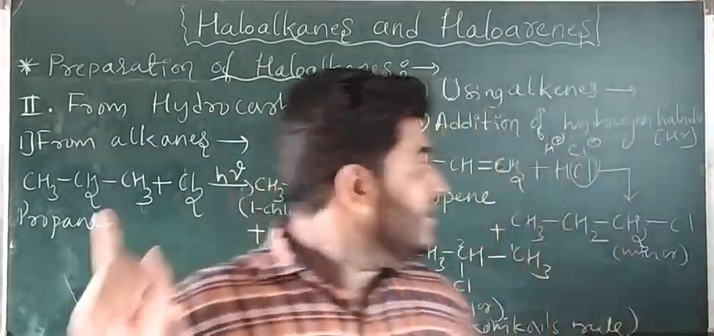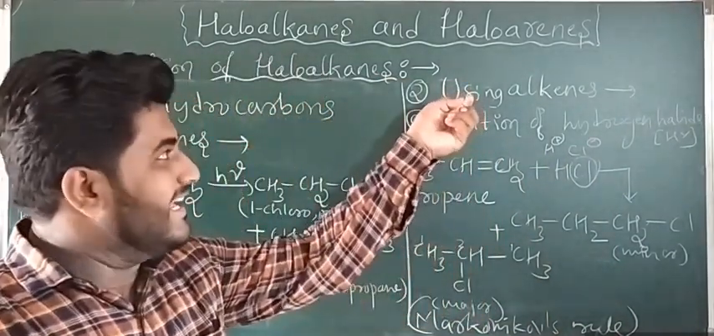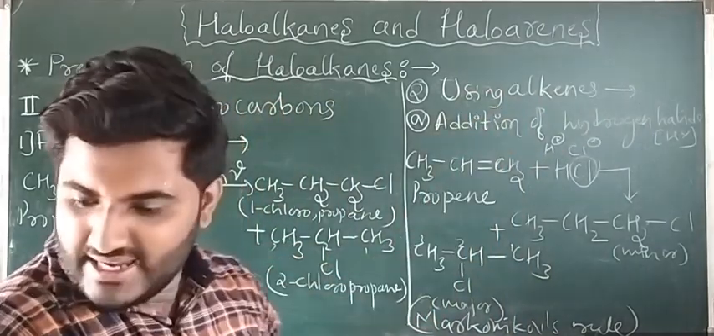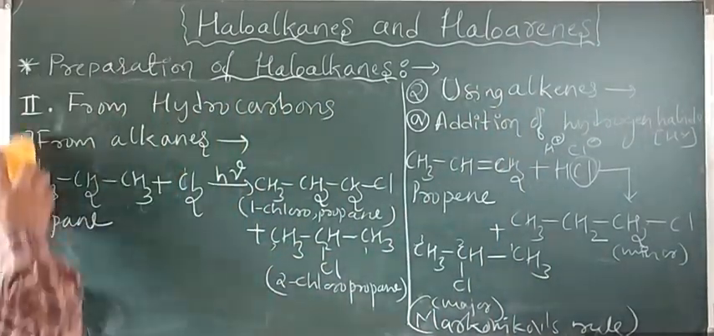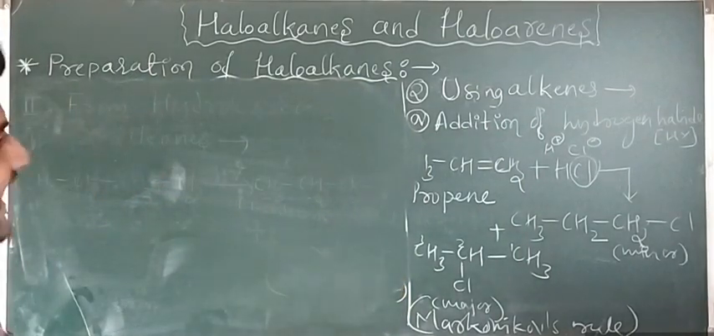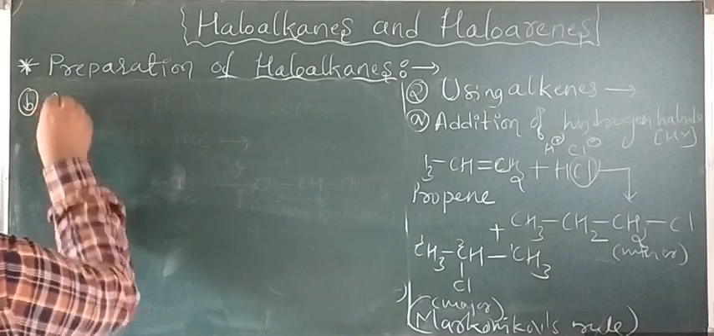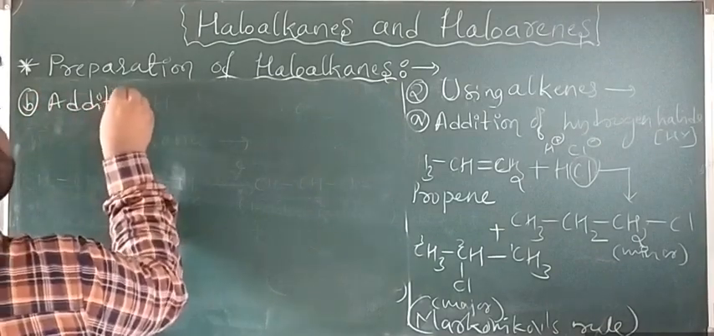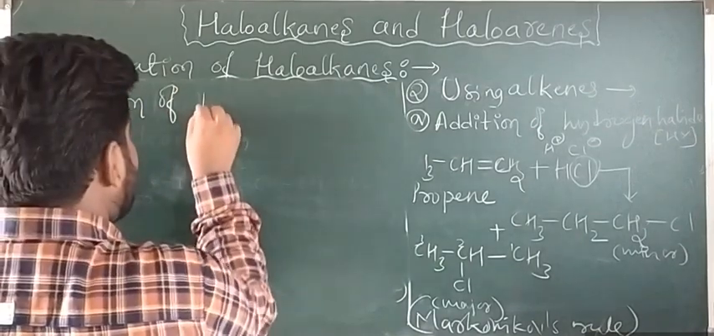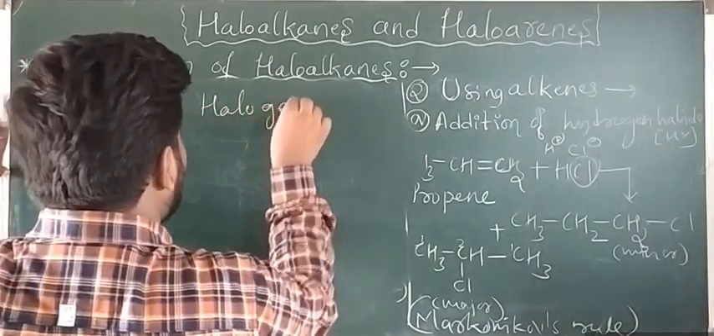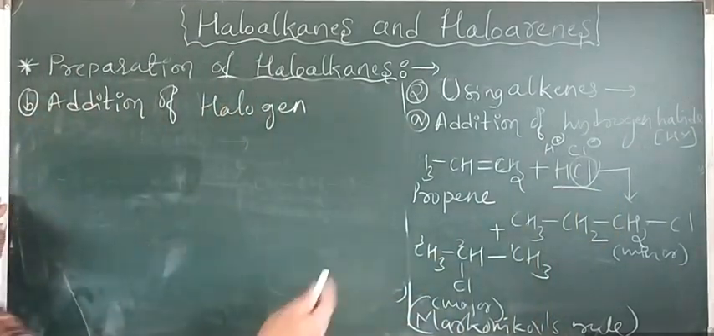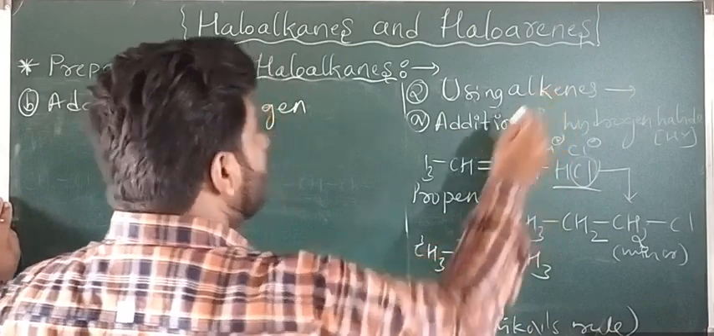In that, using alkene, the first one is addition of hydrogen halide. Using alkene, another method is there. Using alkene, the second method is addition of halogen. In this we are adding halogen. Halogen to what? Halogen to alkene.